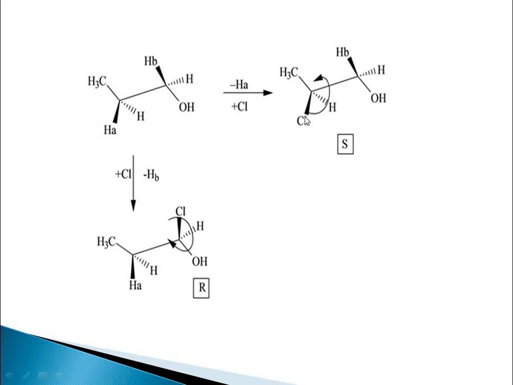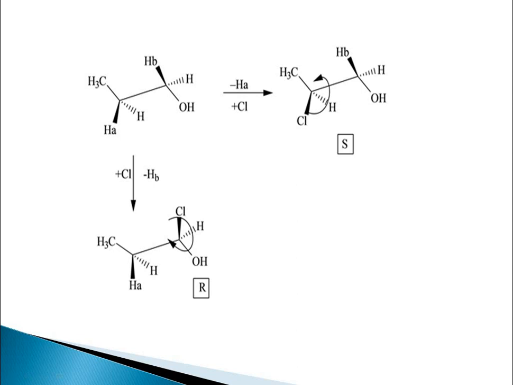So number 1, then number 2 priority, this entire group, number 3, the direction of rotation is anti-clockwise. So this is S. On replacement of HB, now in this case they are present on different carbons, but they are homomorphic, these two hydrogens. On replacement of HB by Cl, we will get then what? First priority, then second priority, then third priority. The direction comes what? Clockwise. So this is R. In other words, HA and HB again form a pair of enantiotopic ligands.